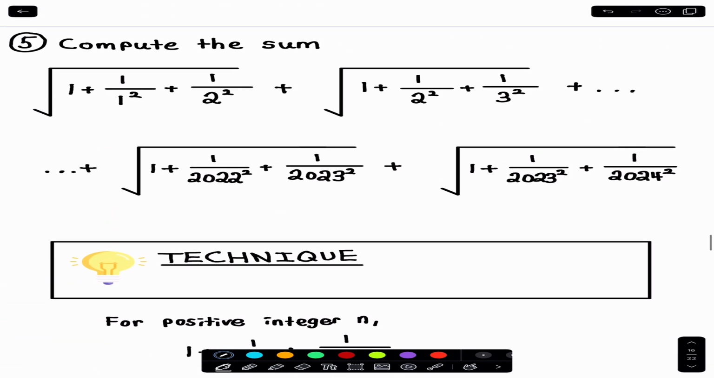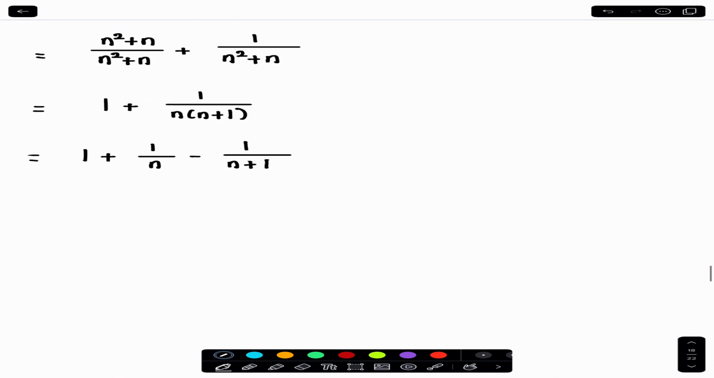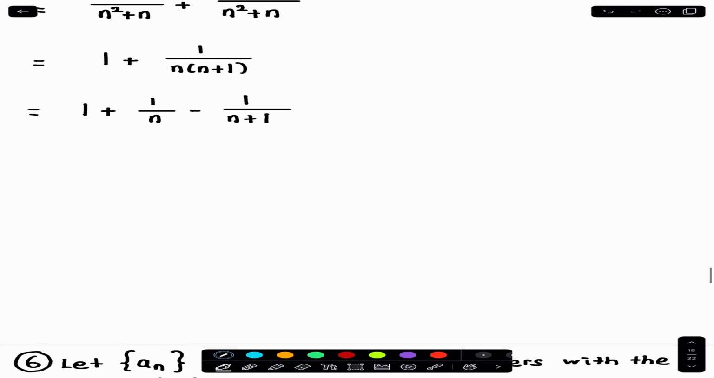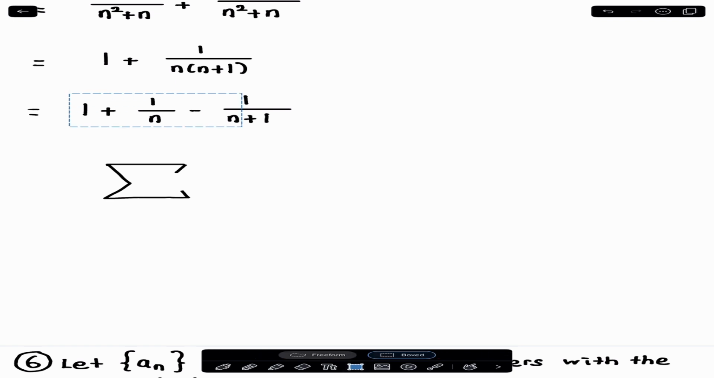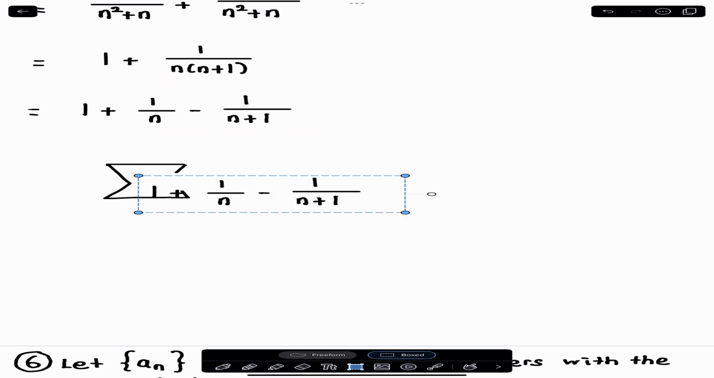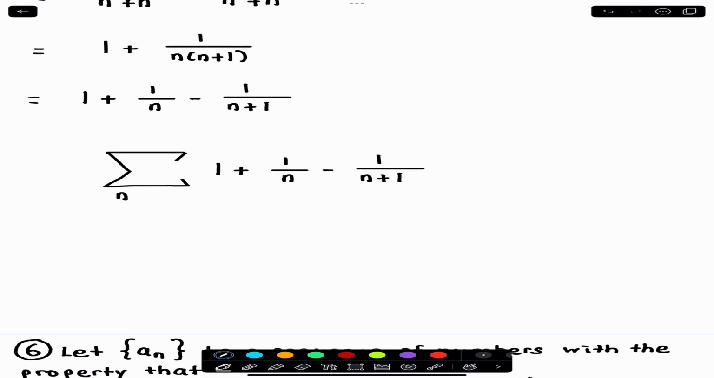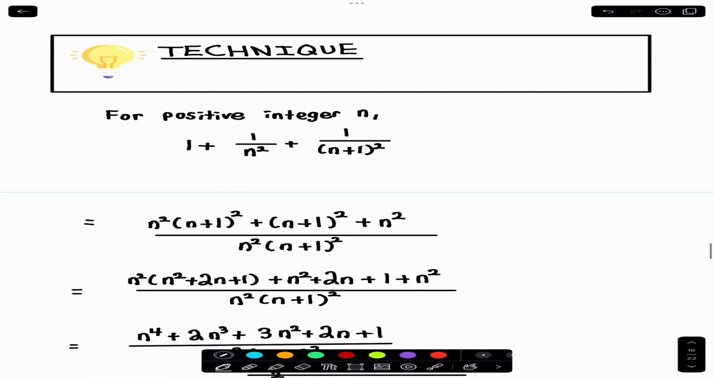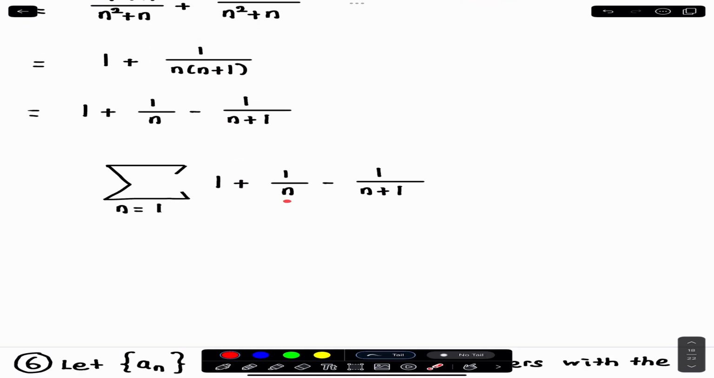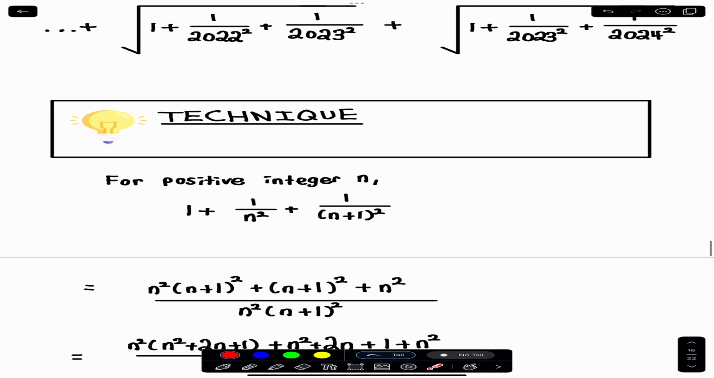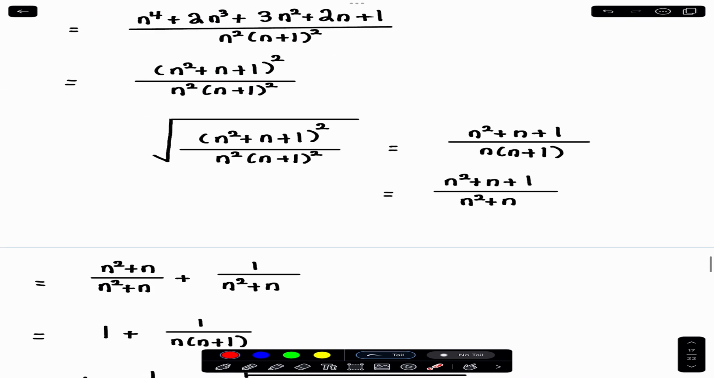Now if we go back to our original problem, now that we have a general formula, we can put this into sigma notation. So what we're going to be summing up is something like this, but now we need to set our boundaries. First, we're going to be starting with n equals 1, and then we have to go up until n equals 2023.